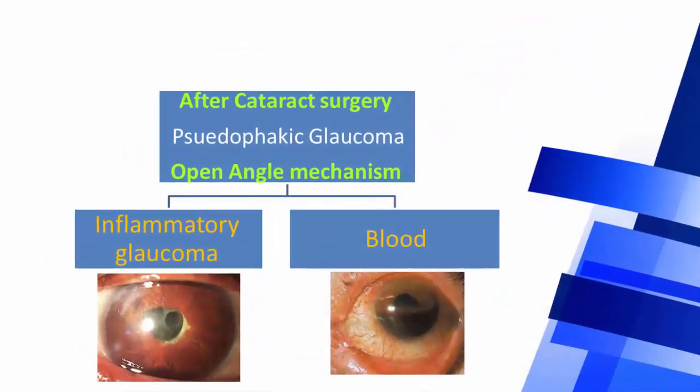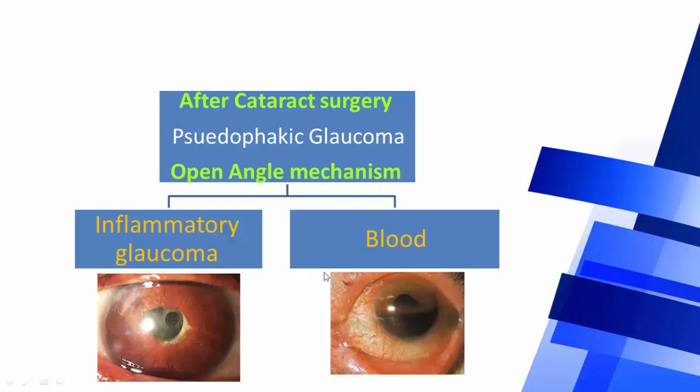Pseudophakic glaucoma with open angle mechanism. There are two main causes for pseudophakic glaucoma of the open angle type. The first is inflammatory glaucoma, especially in cases of retained lens material, which causes anterior segment reaction, and inflammatory cells will block the trabecular meshwork pores.